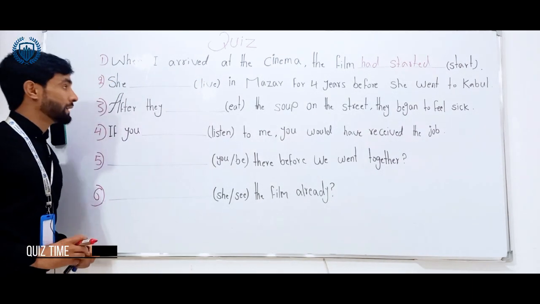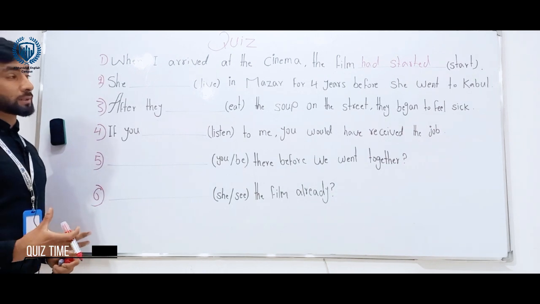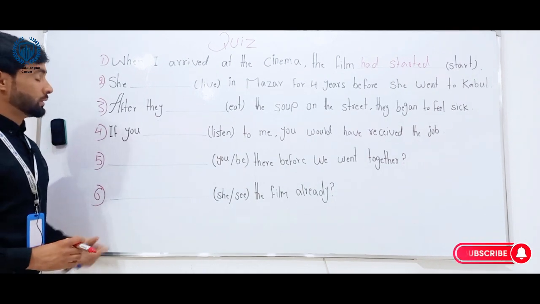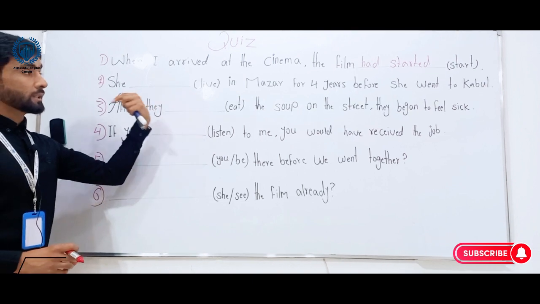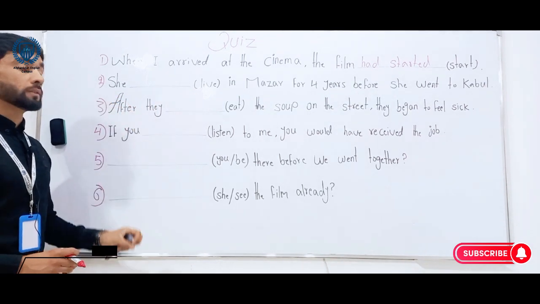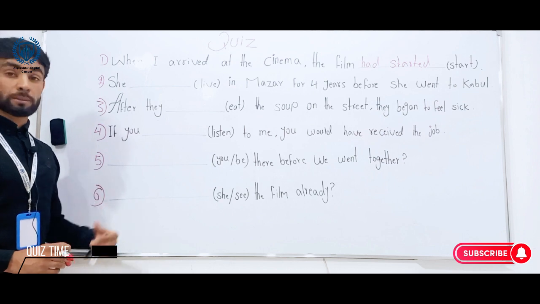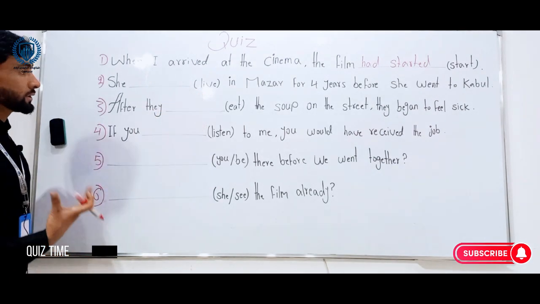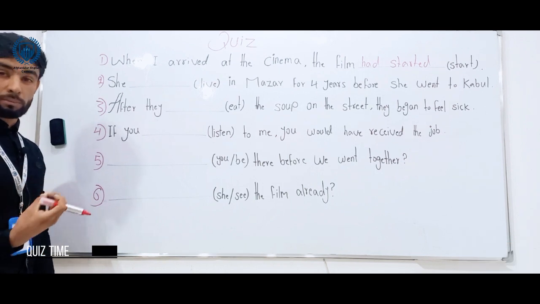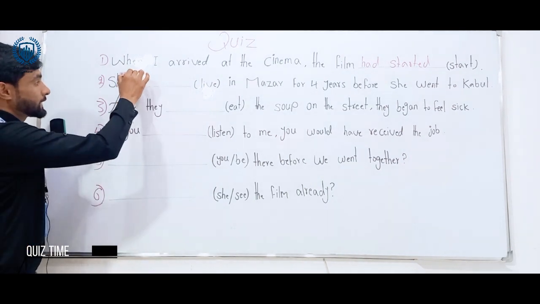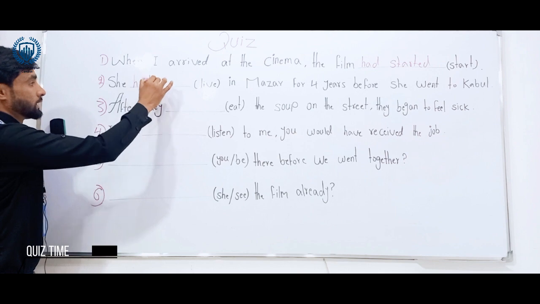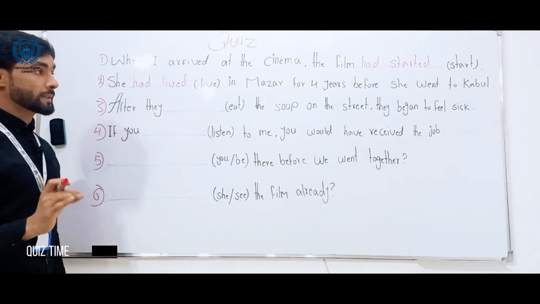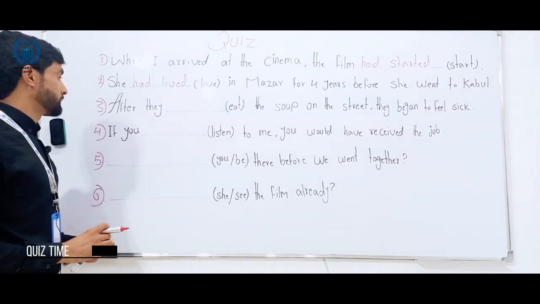Second sentence. She lived in Mazar for 4 years before she went to Kabul. So first she lived in Mazar for 4 years, then she came to Kabul. So in here I have to say the live. This form of the verb should be changed to past perfect. She had lived in Mazar for 4 years before she went to Kabul.